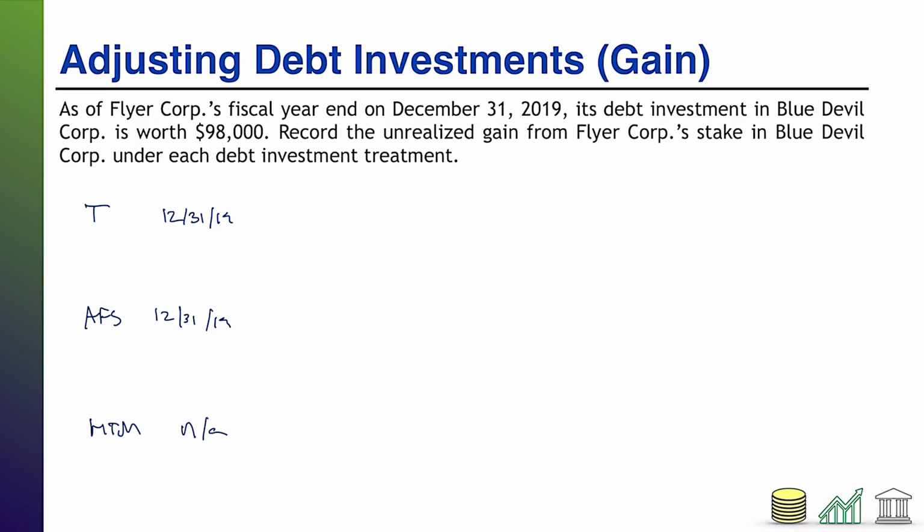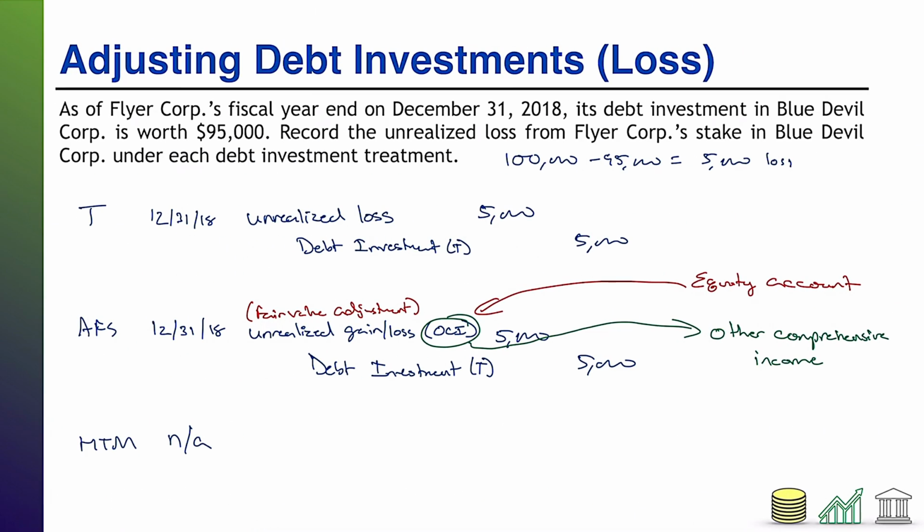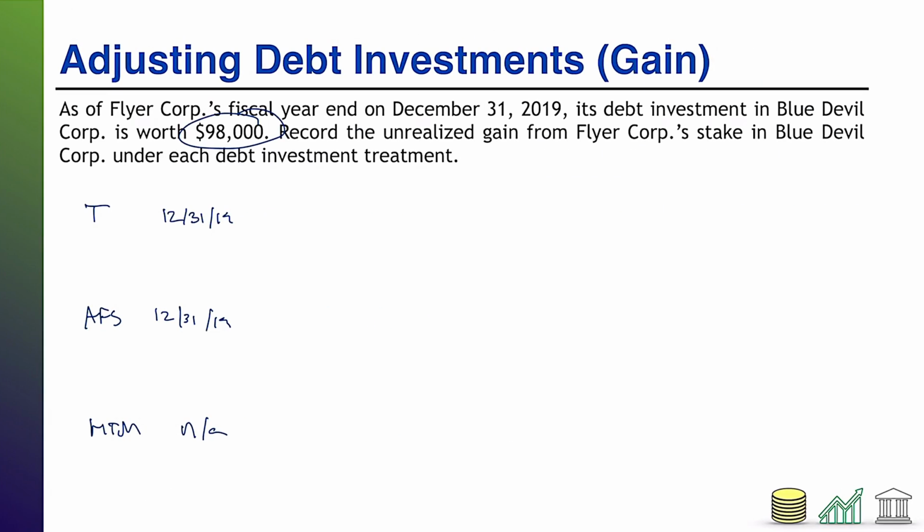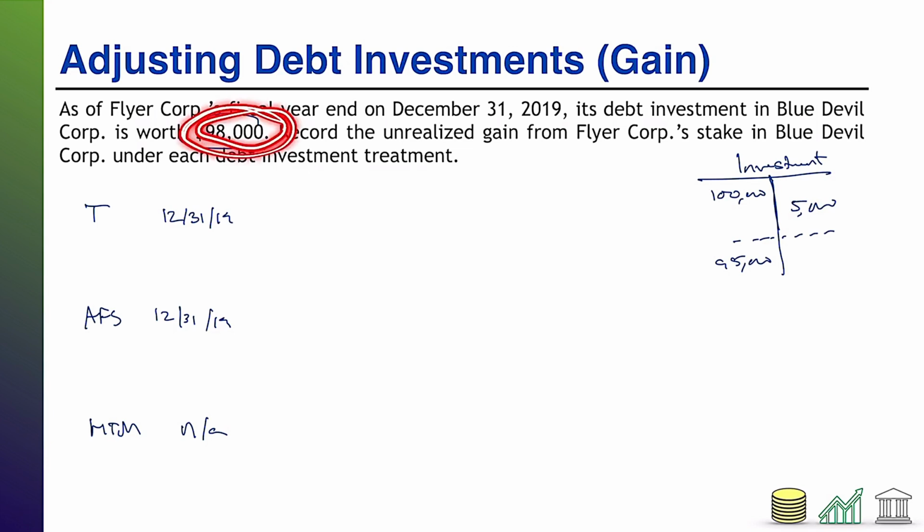So the investment is currently worth $98,000. The last time we adjusted it, it was worth $95,000, right? And if you want to think of it in terms of a ledger, right? Here's our investment. We originally bought it for $100,000. And then we marked it down. We credited it for $5,000, which means it currently has a balance of $95,000. But it's currently worth at the end of the next year $98,000. So we have a $3,000 unrealized gain on this investment.